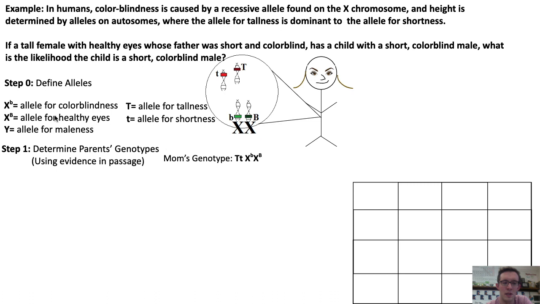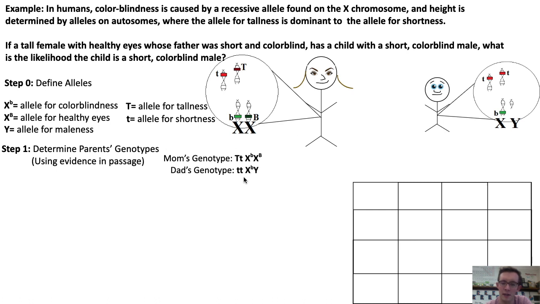And likewise, we know that he must have a single recessive allele for colorblindness and a Y chromosome that's making him male. And so we can indicate that here in drawing form, and we can write it shorthand down here as these four letters.